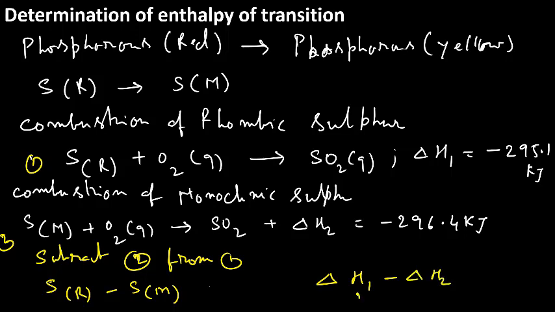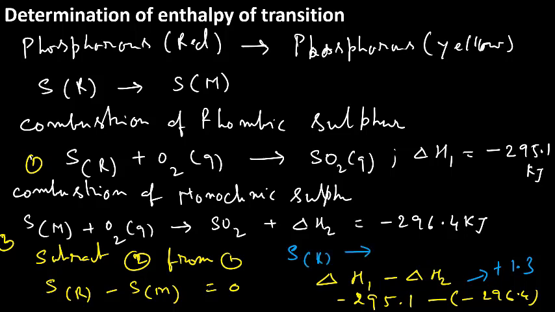Delta H1 is minus 295.1 kilojoule, minus of minus 296.4. This is nothing but plus 1.3. So here S rhombic gives S monoclinic, therefore the enthalpy change delta H is equal to plus 1.3. Since this is very small, it cannot be found directly by converting rhombic sulfur to monoclinic sulfur. Therefore Hess law is used here.